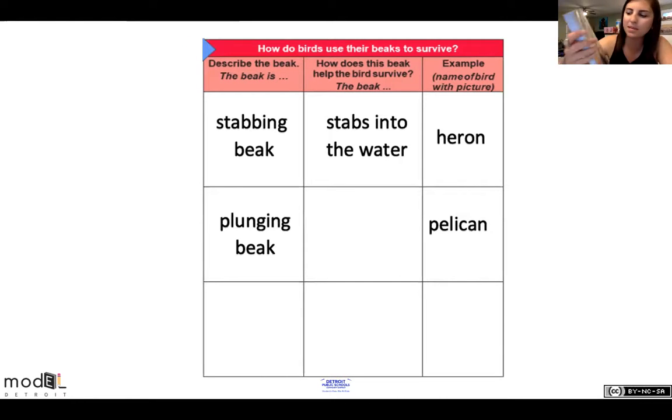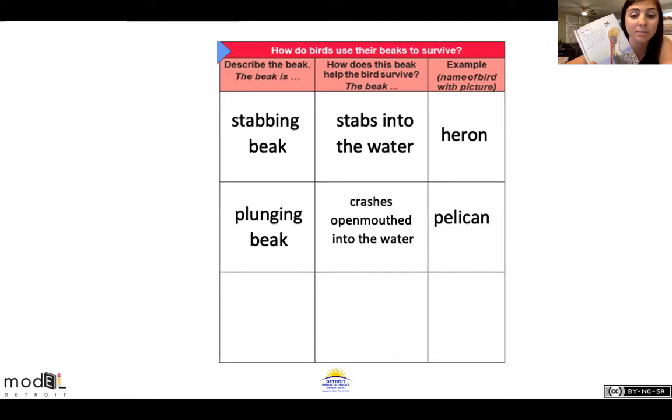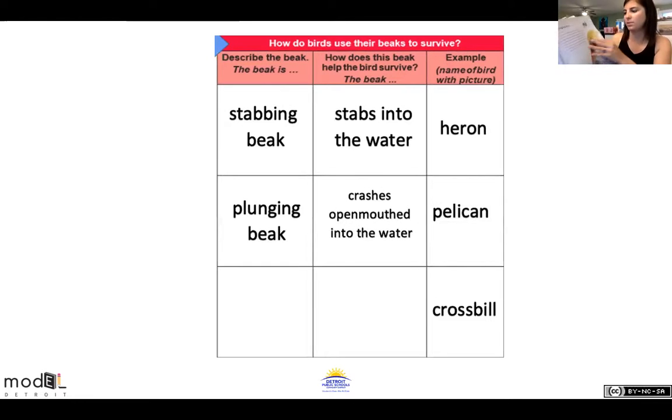So describe the beak. It was a plunging beak. It's a huge beak too, if you guys saw in that video. And how does this beak help the bird survive? The beak crashes open-mouthed into water to collect the fish. All right, next bird, the crossbill.